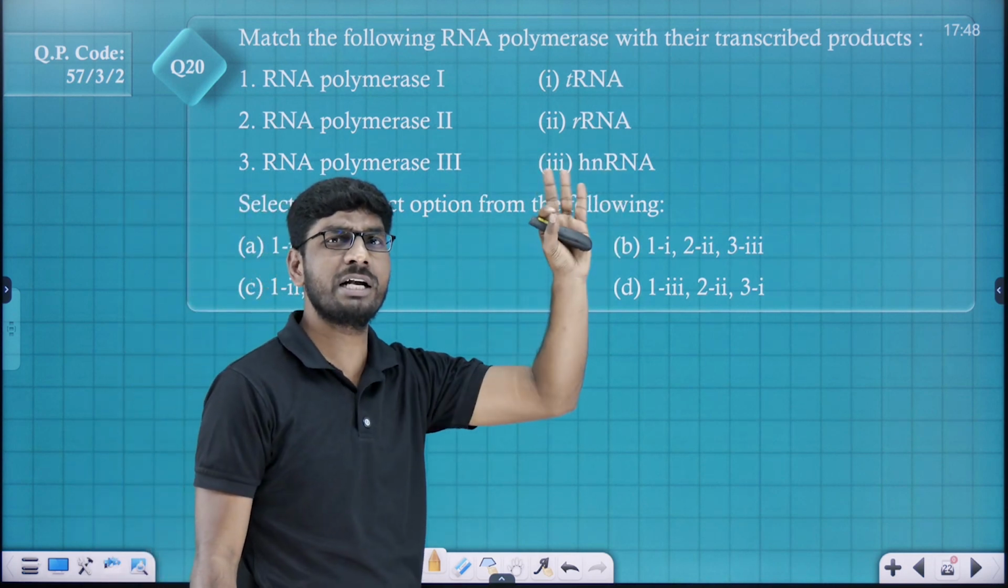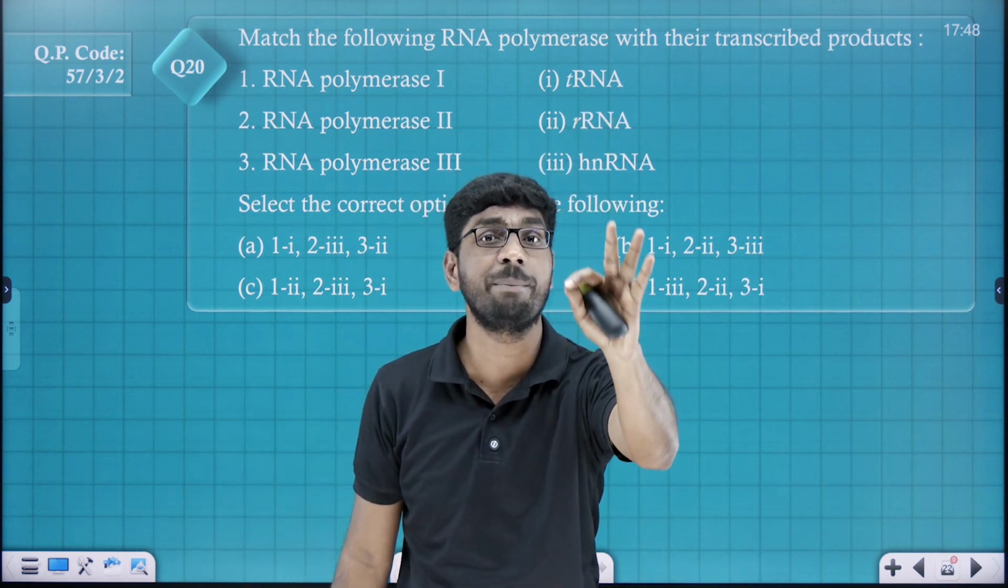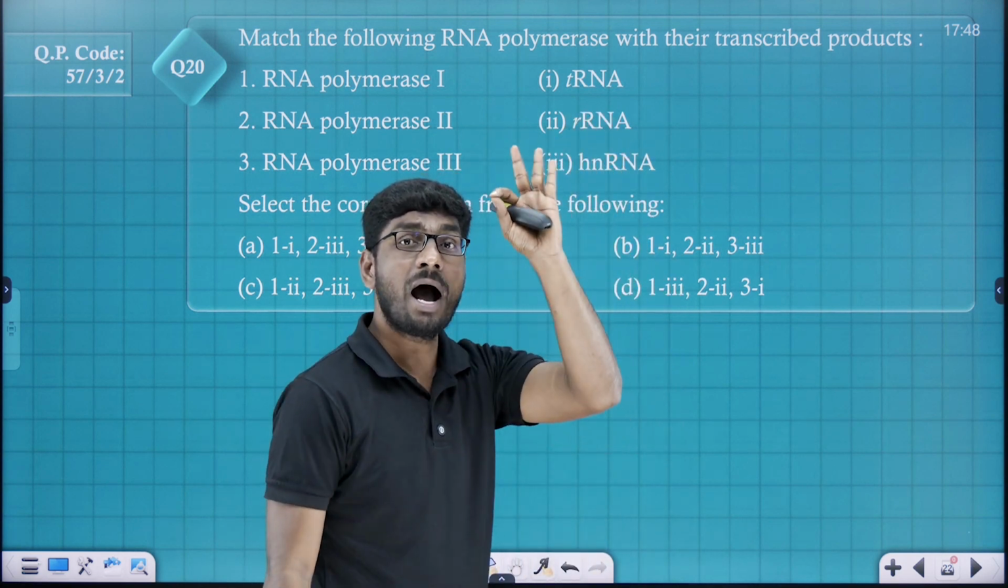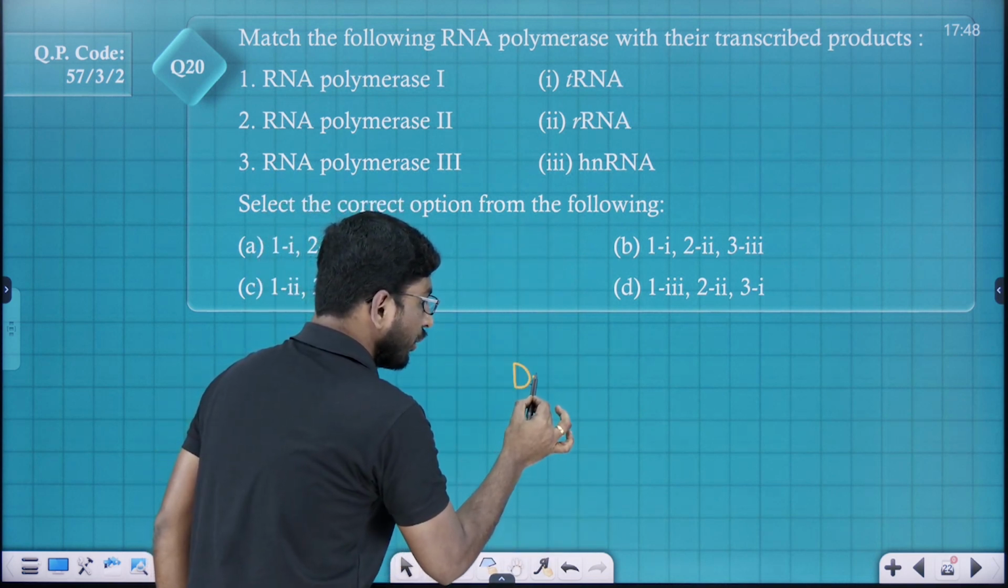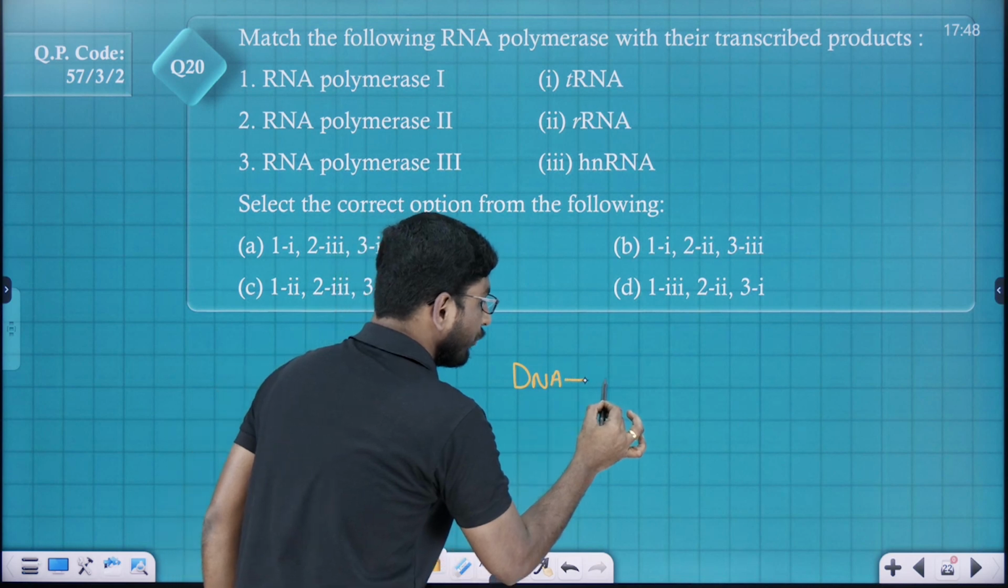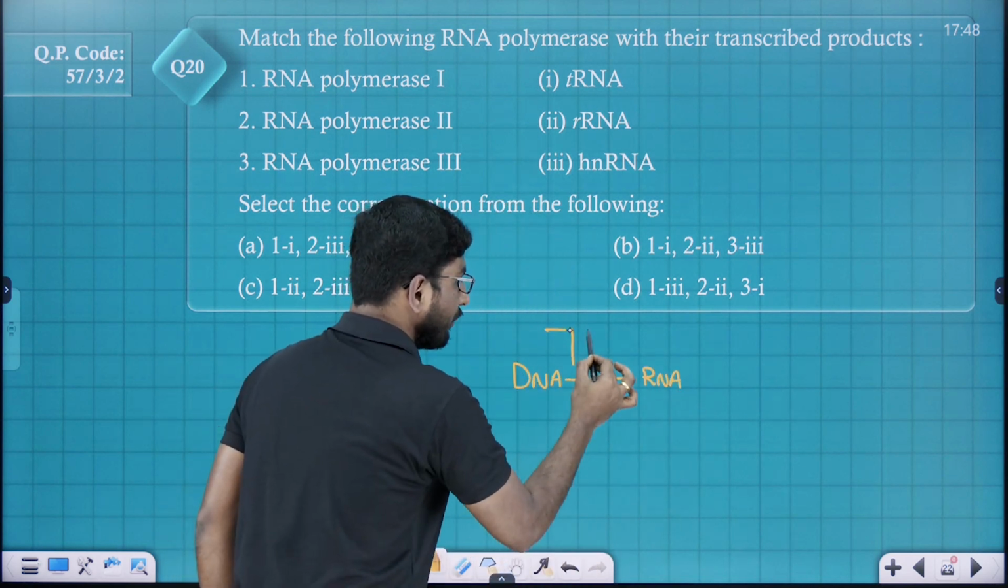Next question. Question number 20. Very, very important. This academic year, there is a high chance this question will come. RNA polymerase enzyme. My dear students, keep in mind and write down in your notes. DNA to formation of RNA, we call what?